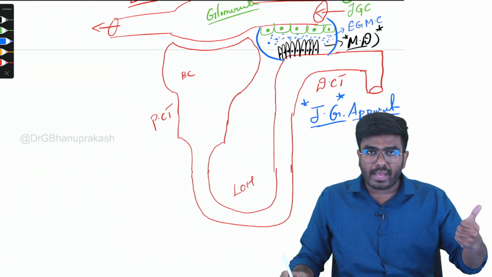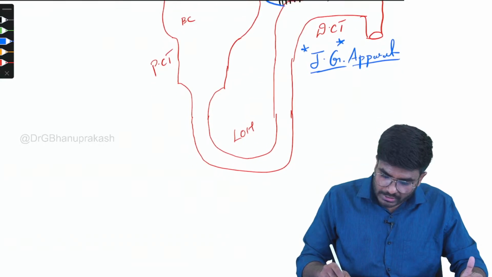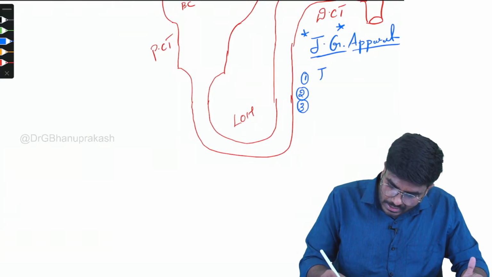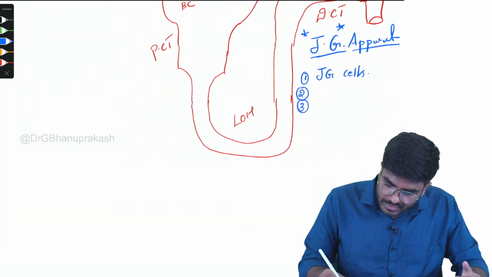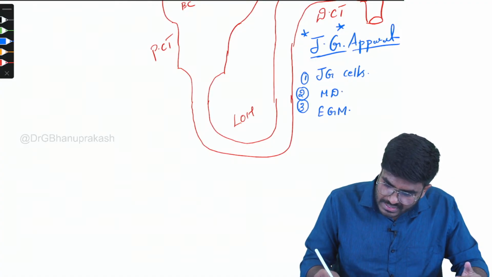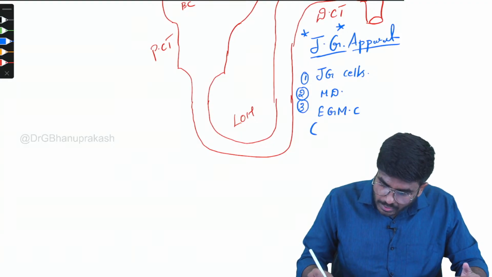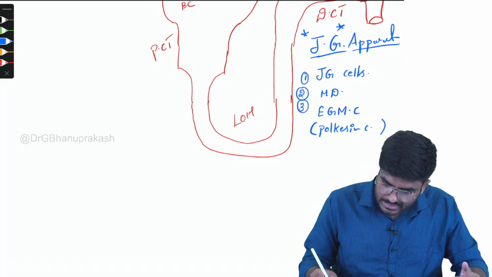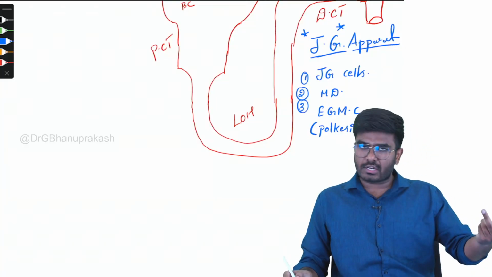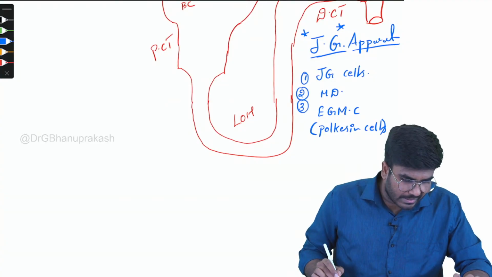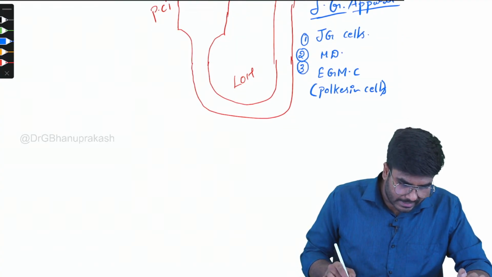Now what exactly is this juxtaglomerular apparatus and what it is consisting of, why it is important? See, juxtaglomerular apparatus, it's made up of three components. I have already taught you what are the three components of juxtaglomerular apparatus. The three components are JG cells, the second one is macula densa, and extraglomerular mesangial cells. Now these extraglomerular mesangial cells are also known as Polkissen cells. Polkissen cells are also called as extraglomerular mesangial cells. Okay. Now, see, important concept is they will maintain the GFR.